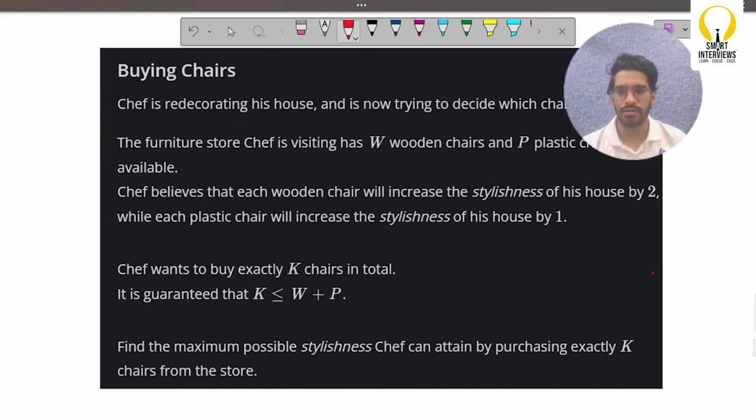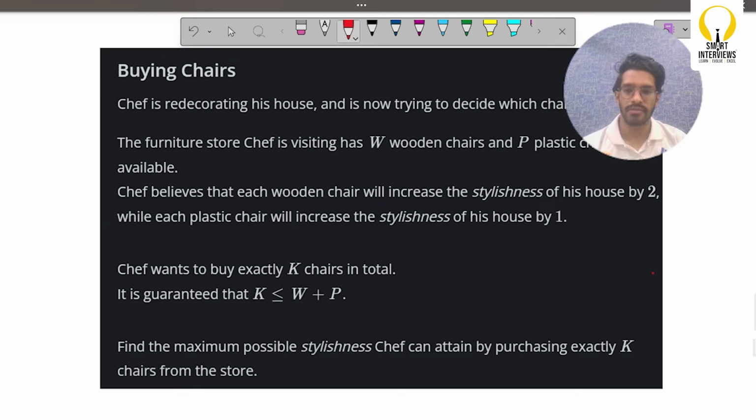Moving on to the next question. So the next question is buying chairs. Chef is redecorating his house and is trying to decide which chairs to buy. He basically wants to buy a few chairs, but he can't decide which ones. Now in the furniture store where chef is visiting, we have W number of wooden chairs and P number of plastic chairs available.